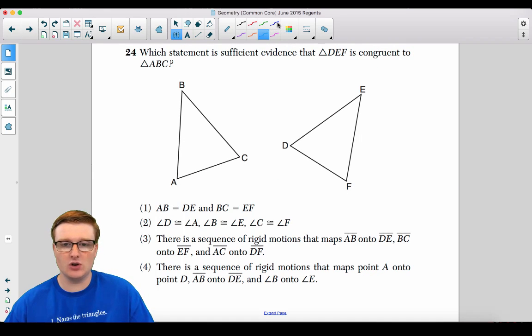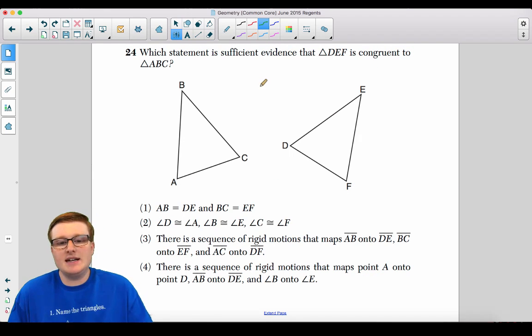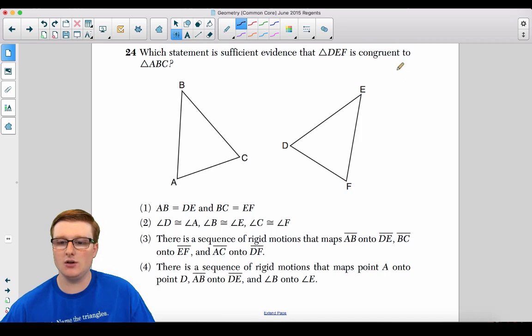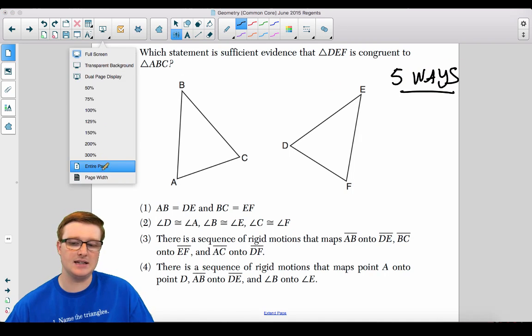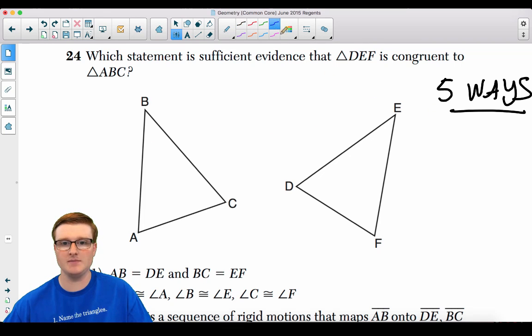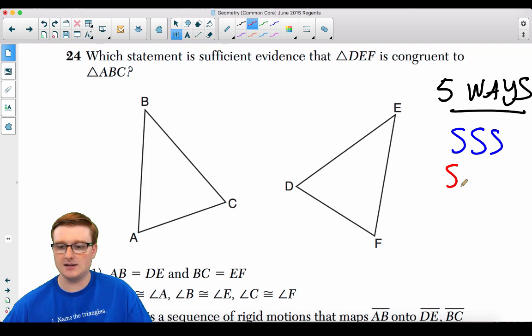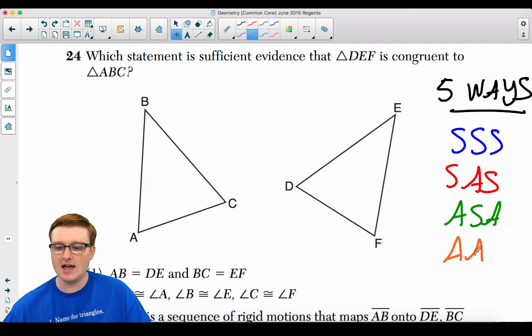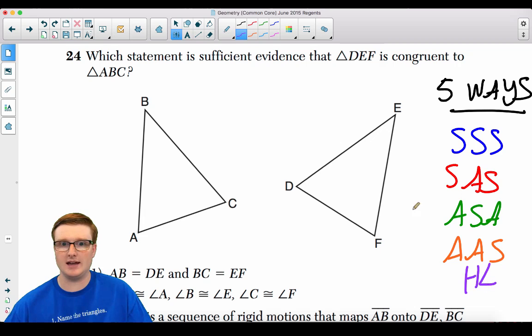Final question on the multiple choice. You made it. It says, which statement is sufficient evidence that triangle DEF is congruent to triangle ABC? Well, we need to know the 5 ways to prove triangles congruent. And here are the 5 ways to prove triangles congruent. We could prove triangles congruent by side, side, side. Side, angle, side. Angle, side, angle. We could prove it by angle, angle, side. And last but not least, the one that everyone usually forgets is hypotenuse, leg.